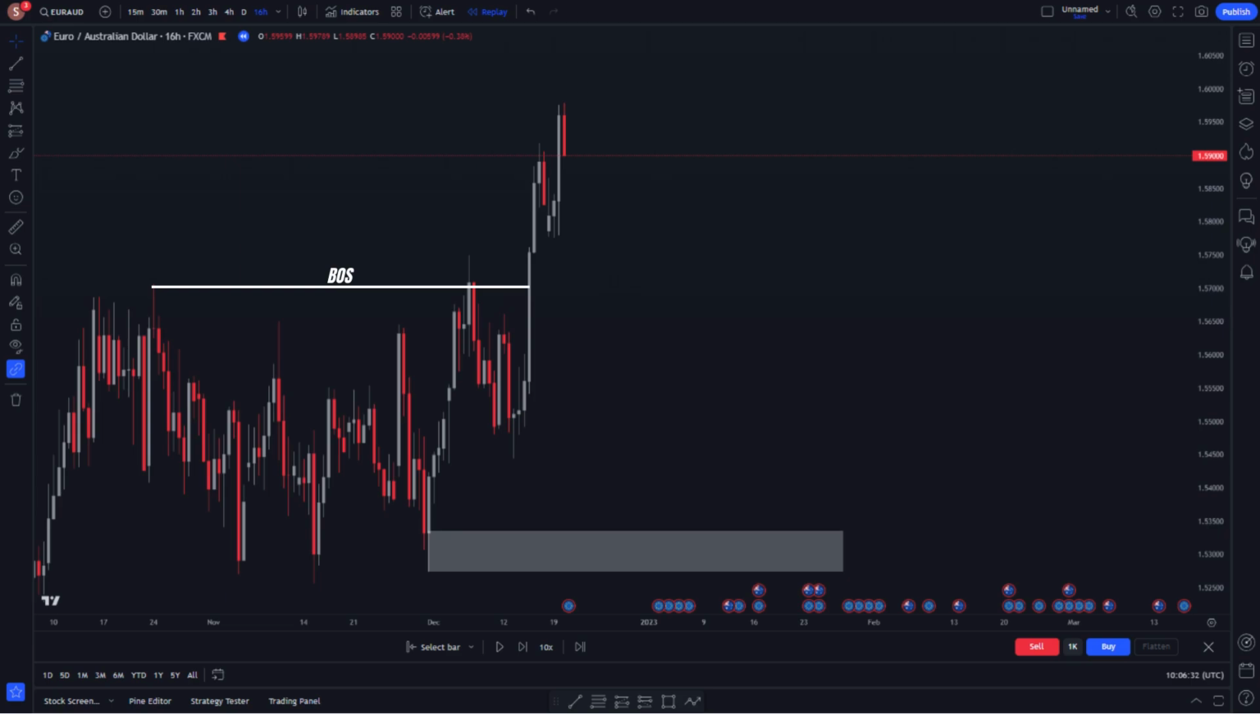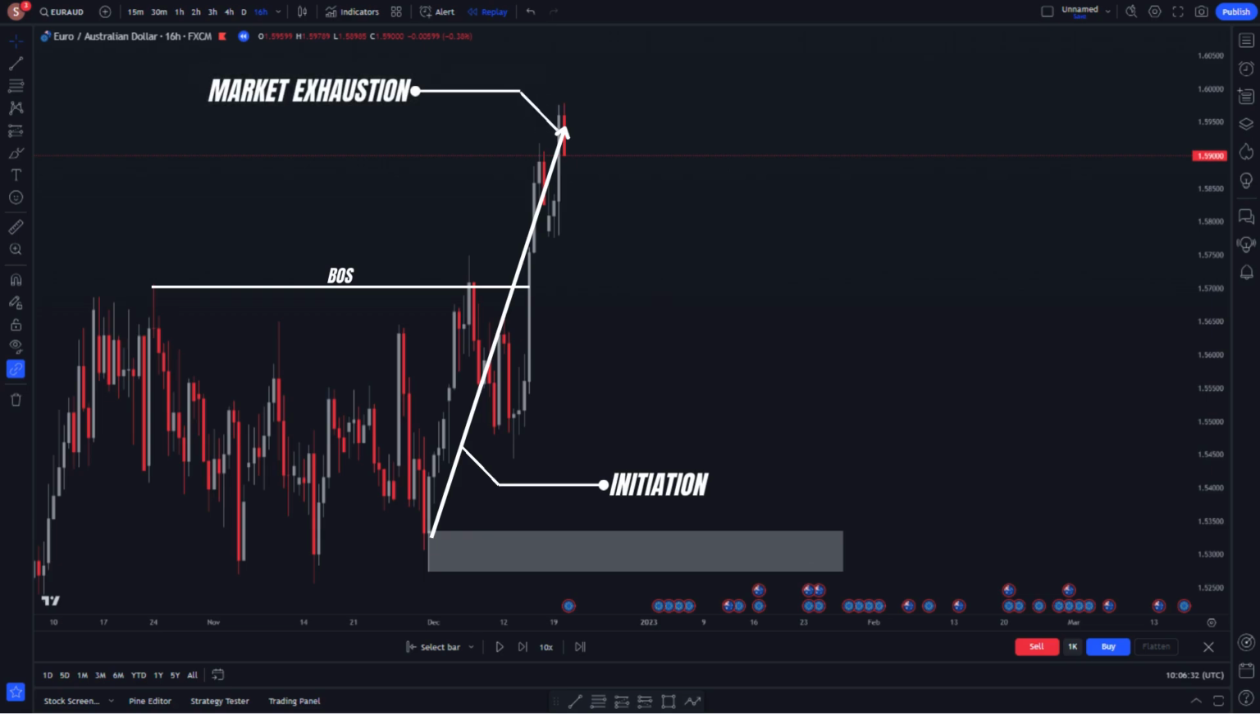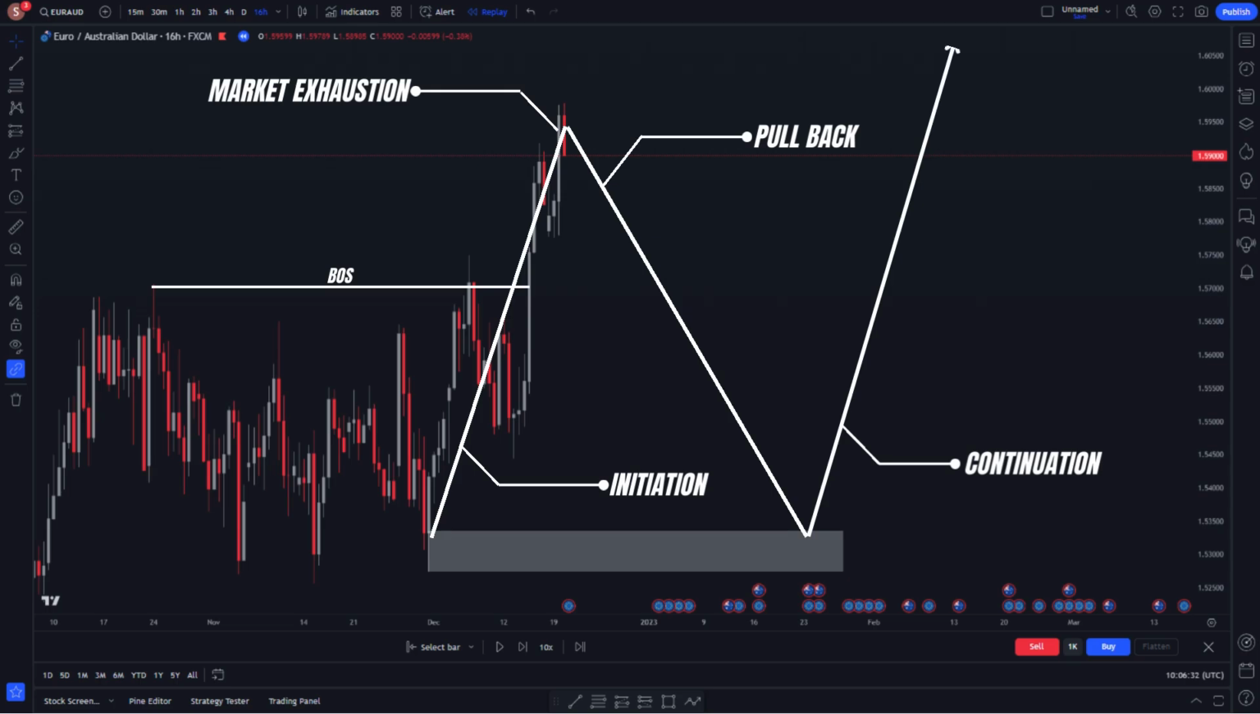Let's apply the three phases of the market. We know that this is the initiation phase. The market will push up until it loses momentum, which is referred to as market exhaustion. After the loss of momentum, the market will pull back to fill the gaps it left below and regain strength to continue pushing to the upside.